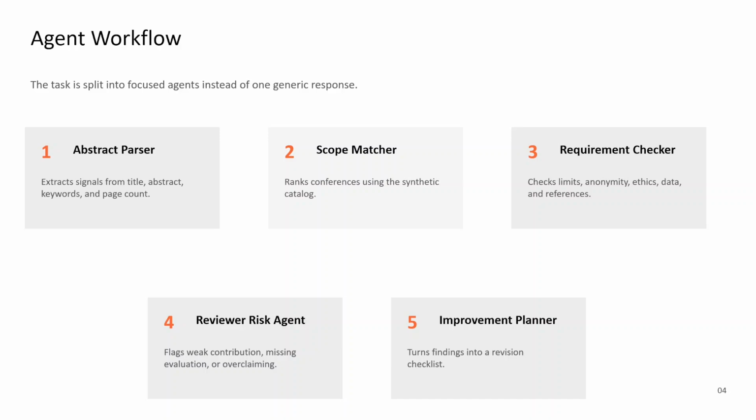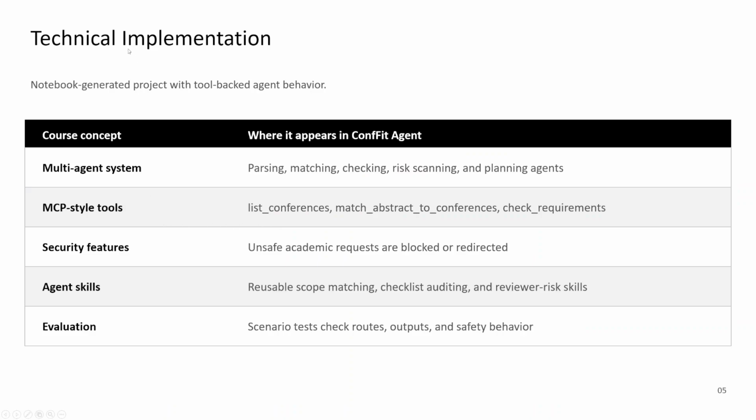The fourth one is the reviewer risk agent. It can flag weak contributions, missing evaluations, or statements that are overclaiming. The fifth one is the improvement planner, which turns the findings into a revision checklist that the user can revise and submit.